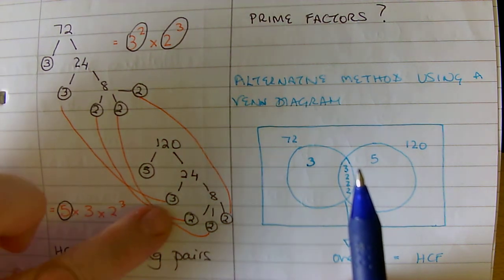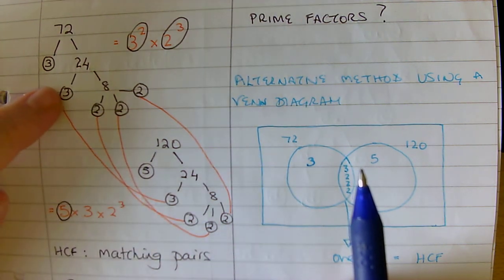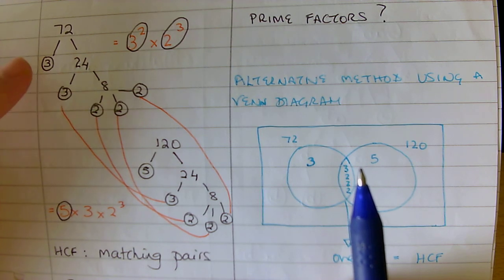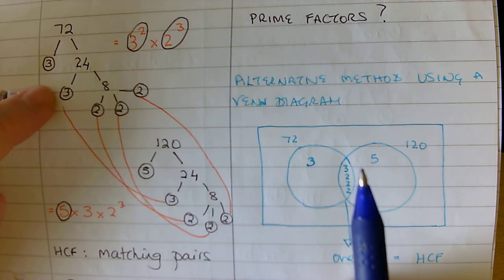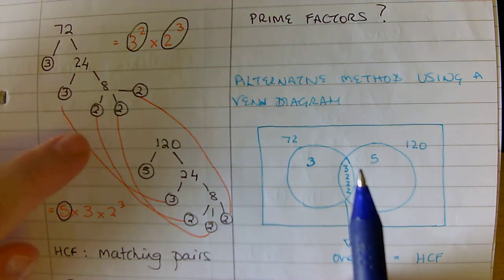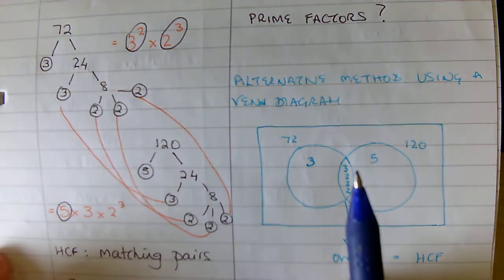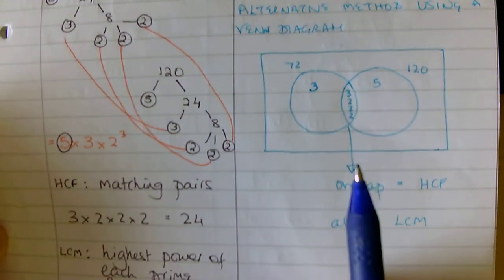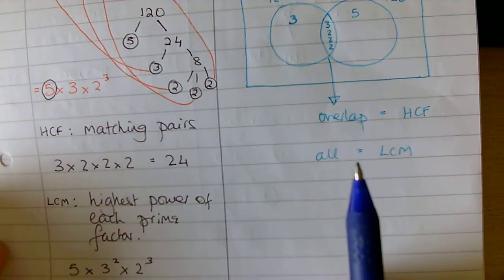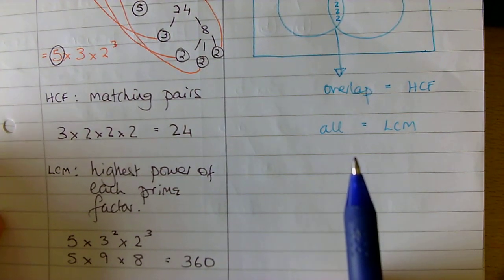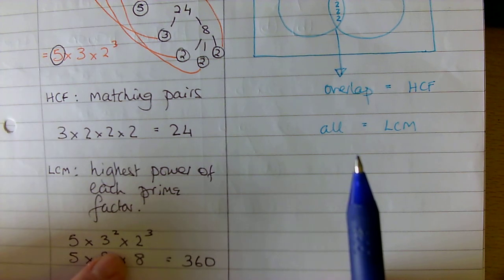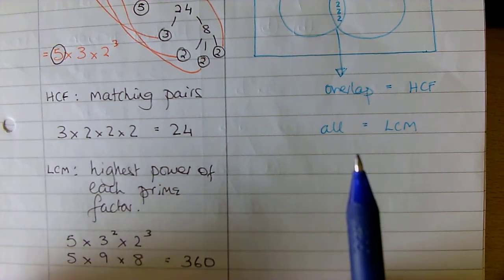Now we have a 3 here and a 3 squared here. So the highest power of 3 that occurs there is 3 squared. And then finally we have in both cases 2 cubed. And so the highest power of each prime factor multiplied out gives us 5 times 3 squared times 2 cubed, which is 360.